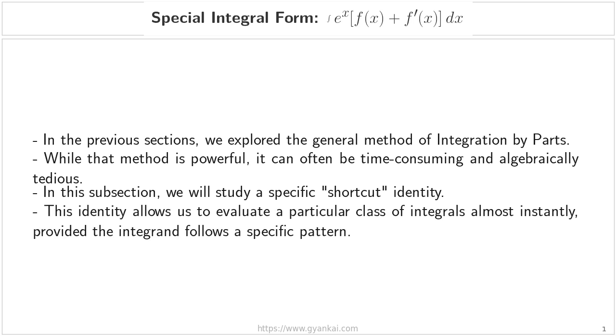This shortcut applies to integrals that have a very specific form. When you see an exponential function, e to the power of x, multiplied by a combination of another function and its derivative, if the integral you're facing matches this pattern, you can evaluate it almost instantly. We'll be learning exactly how to recognize this pattern and apply the shortcut in the following slides. So, pay close attention to the specific form we're about to discuss.